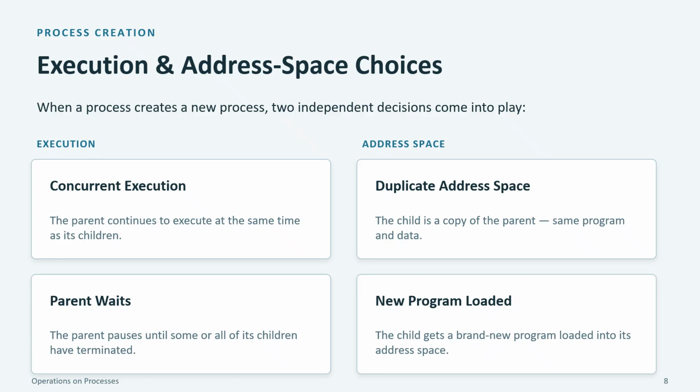Now consider the address space. The child can initially have a duplicate or copy of the parent's program and data. This is commonly associated with the Unix fork model. Another possibility is that the child loads a completely new program into its address space. This is where exec becomes important. So remember, fork creates the process while exec replaces the process's program image with another program.